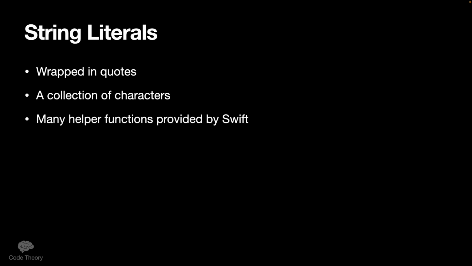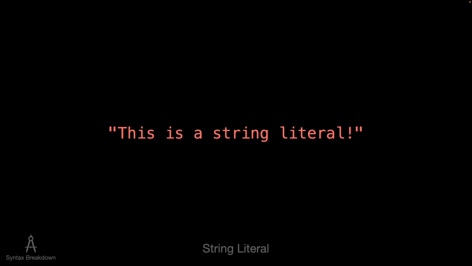But to start with, we're going to look at string literals. So, a string literal is wrapped in quotes. It is a collection of characters. It has a number of helper functions provided by Swift. That's actually just strings, not string literals. Apologies, it's a poorly named slide. This is a string literal. It has quotes around it, and it gets a special color. That's how you know it's a string. It's orange. Strings are the only orange thing in Xcode, okay? I don't know if that's true, don't quote me.